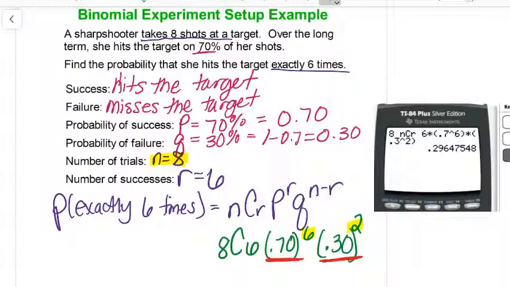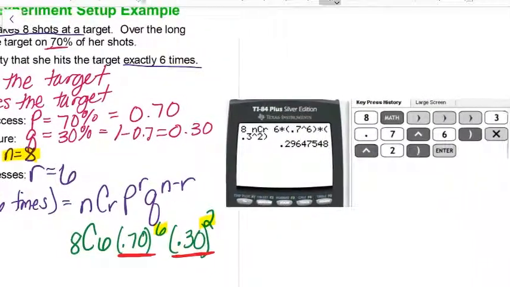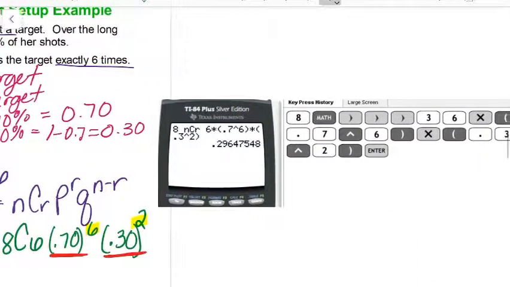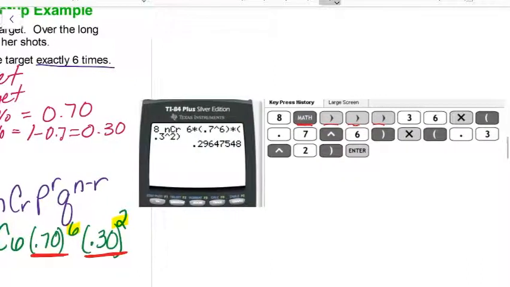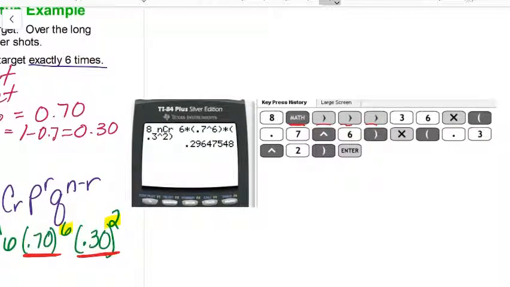And then putting it in your calculator. So 8 choose 6. This is how I put that in my calculator. So I show your key press history. First you have to type in 8. And then you go and you hit math. And then I arrowed over 3 times. And I chose the third option, which was N choose R. And then it brought me back to my home screen. I typed in 6. And then I did times 0.7 to the 6th power times 0.3 to the 2nd. And then I hit enter.